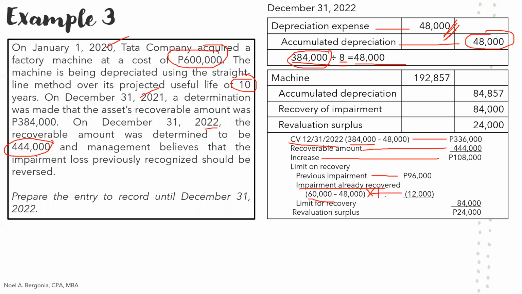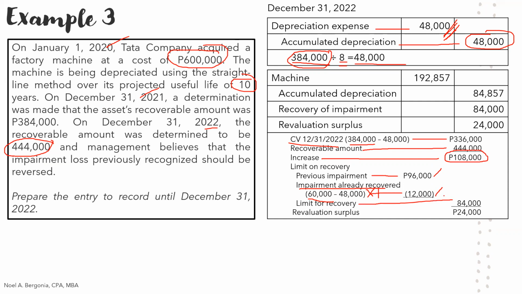Okay? So, since na-recovered mo na yon because of lower depreciation, there is a limitation as to the recovery. So, hindi ka pwedeng lumampas, di ba 108,000 yung increase. Hindi mo pwedeng ilagay yan as recovery ng previous impairment. Ang limit niya lang po is yung hindi pa nare-recover. Okay, so yung previous impairment minus the impairment already recovered, so we still have the amount of the previous impairment na hindi pa nare-recover because of lower depreciation na 84,000.